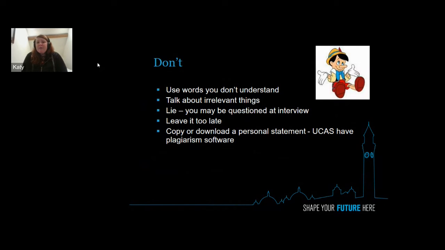Don't talk about irrelevant things. You know, we want everything to be relevant to the application process and the course that you're applying to, but don't obviously overlook anything either. So make sure you pick out the points that you want.